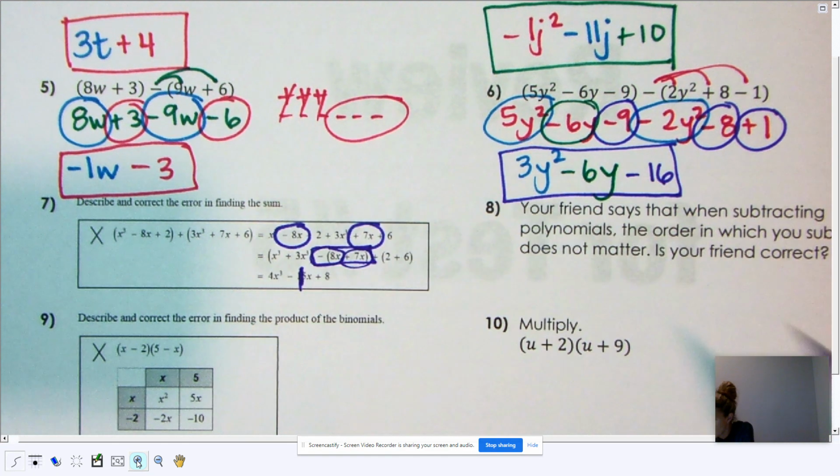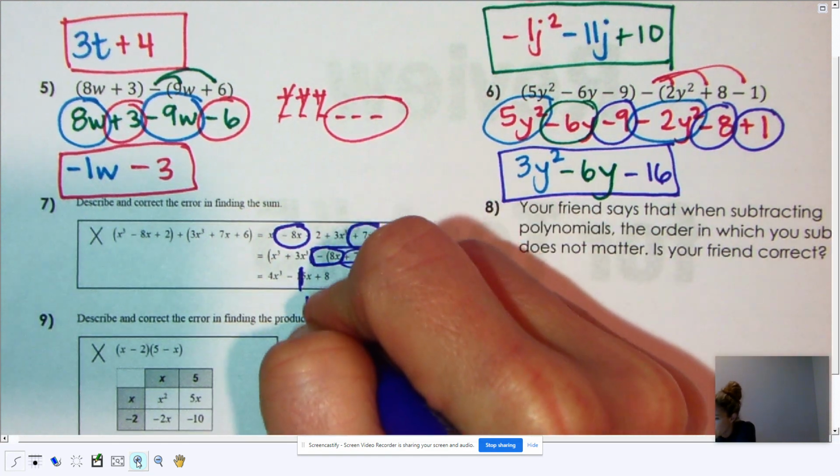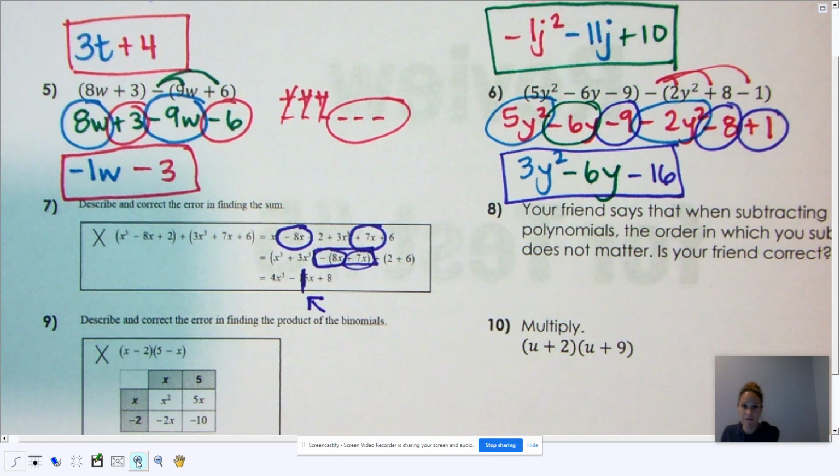And then 2 plus 6 is 8. That one's fine at the end. Okay, so this should be a negative 1, not a negative 15.